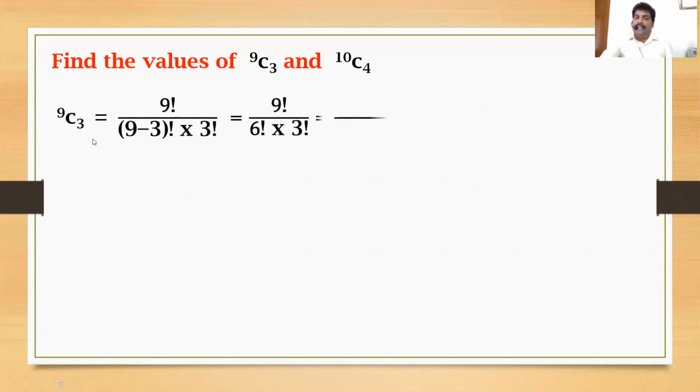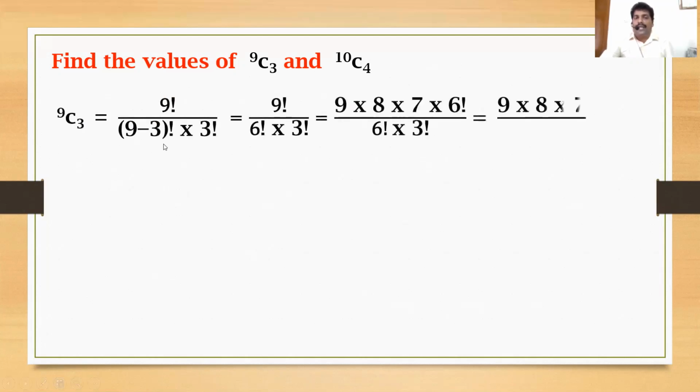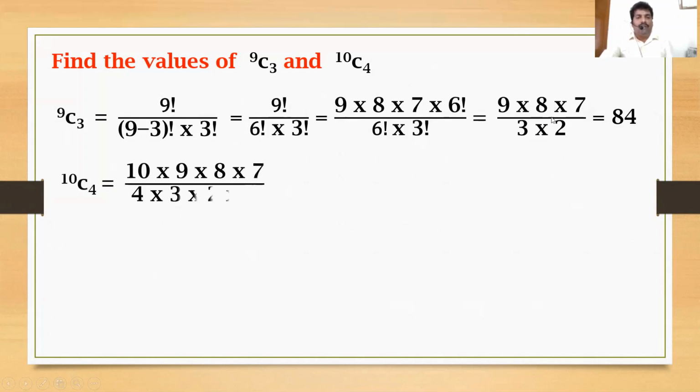Here 9C3 is given: 9 factorial divided by (9 minus 3) factorial into 3 factorial. So 9 minus 3 factorial is 6 factorial. So 9 factorial divided by 6 factorial into 3 factorial is equal to 9 into 8 into 7 into 6 factorial. We have already learned this regarding factorials in our first lecture. So 6 factorial and 6 factorial get cancelled. The remaining 3 factorial is 3 into 2 into 1. So 9 into 8 into 7 divided by 3 into 2. Its value is 84.